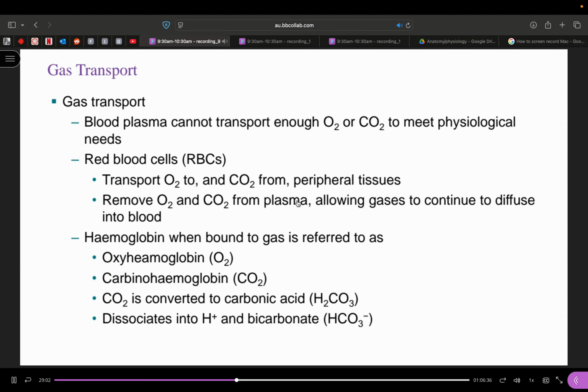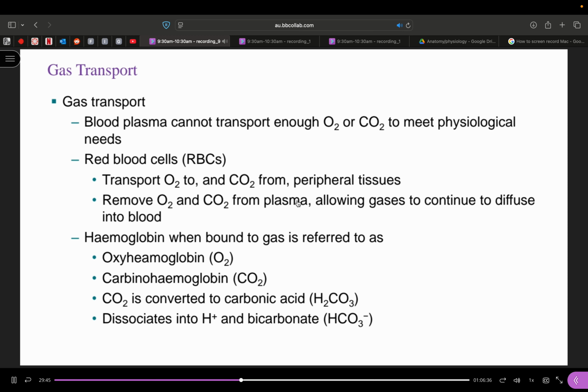Now, a couple of things that you need to remember about hemoglobin. Hemoglobin is the main component of red blood cells. Its role is to transport oxygen out to cells and to peripheral tissues, and then collect carbon dioxide and take it back so that we can expire it out of our lungs. Couple of things to remember here. Hemoglobin, whatever gas it's bound to, is what we call it. Hemoglobin with nothing is just hemoglobin. Oxygen bound to hemoglobin is oxyhemoglobin, and carbon dioxide bound to hemoglobin is carbonohemoglobin.